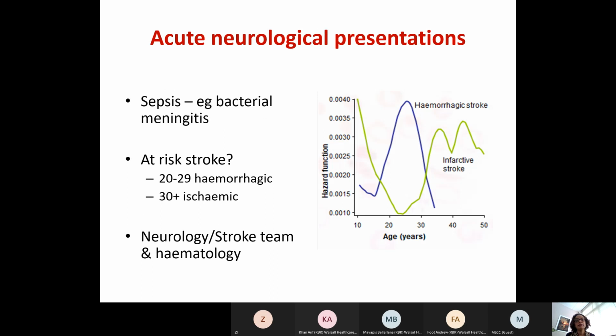So, acute stroke, the acute neurological presentation. Bacterial or viral meningitis and stroke are common, and usually ischemic stroke tends to be mostly a phenomenon in childhood, and then you have a peak later on in life when other risk factors such as diabetes and hypertension come into play. But in the 20s and 30s, there's a risk of hemorrhagic stroke from multiple aneurysms. So the management would be as per the stroke team with the involvement of hematology.